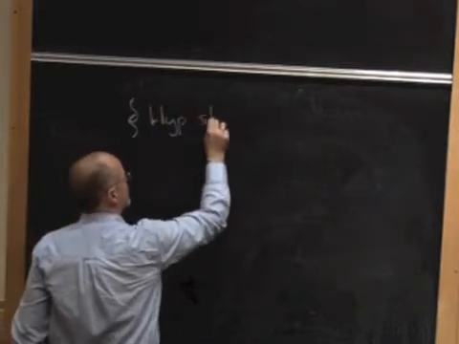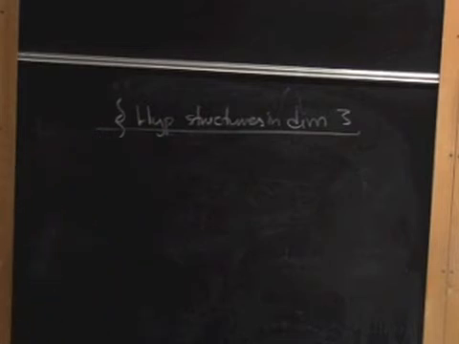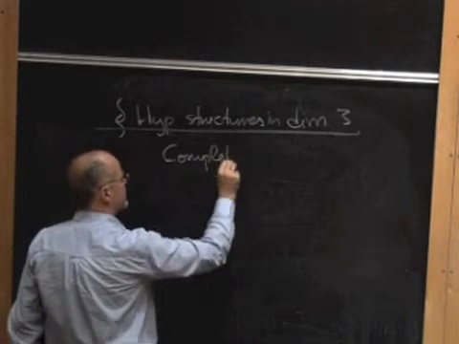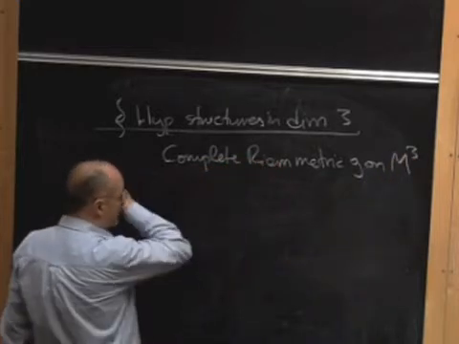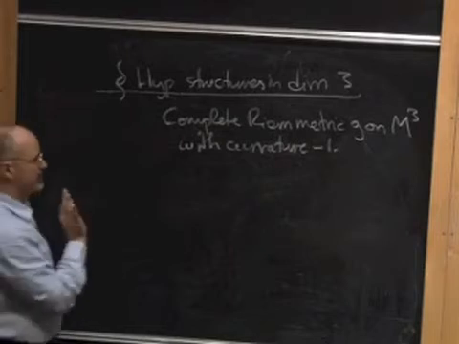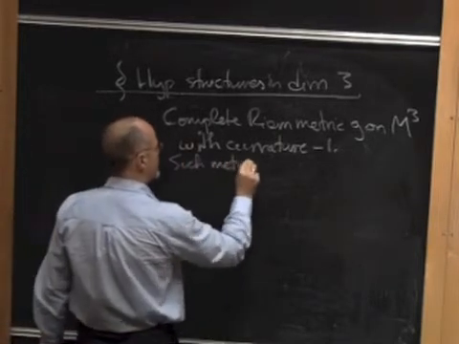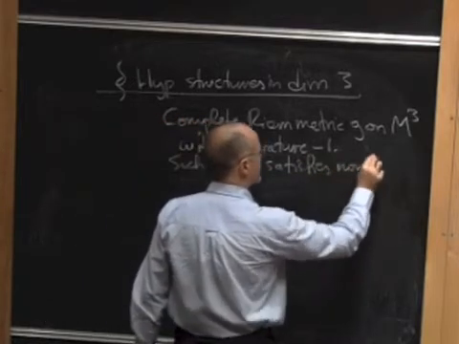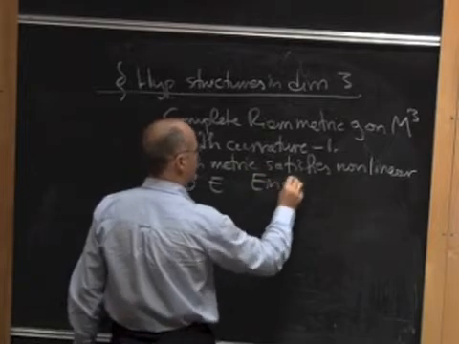Okay, so what are hyperbolic structures in dimension 3? Well, by a hyperbolic structure in dimension 3, we mean a complete Riemannian metric on a 3-manifold with curvature -1. You probably know more about Riemannian metrics than I do. Such a metric satisfies a nonlinear PDE, namely the Einstein equation.